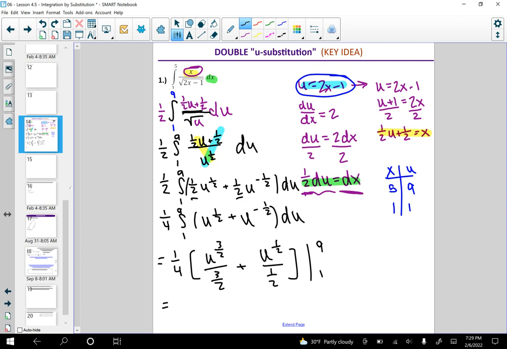Before I plug in my bounds, let's clean up this fraction here. Divided by 3/2 is the same as times 2/3. Divided by 1/2 is the same as times 2.